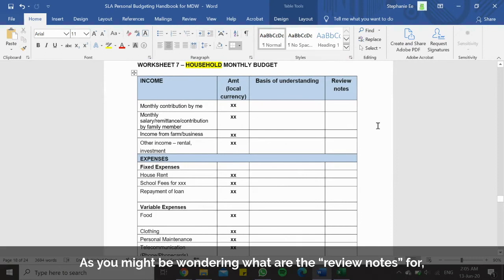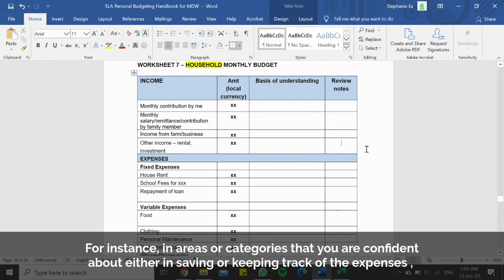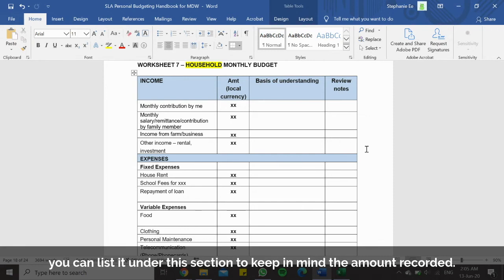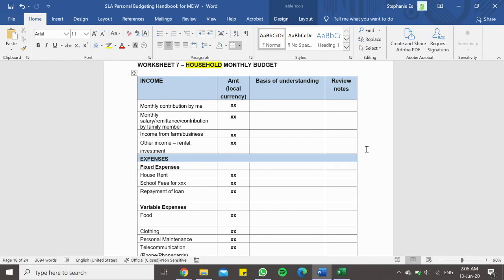As you might be wondering, what are the review notes for? It serves as a space for you to note down your reflection answers, where the questions will be prompted later after this worksheet. For instance, in areas or categories that you are confident about, either in saving or keeping track of the expenses, you can list it under this section to keep in mind the amount recorded. In other words, it serves as a remarks section for you to note down your thoughts in response to the categories based on the questions given.